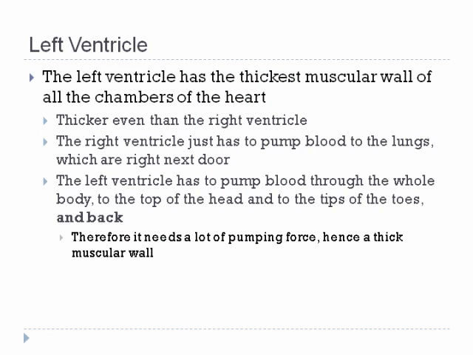Now, if you look at that figure 7-3 and you look at the wall of the left ventricle, you see that the left ventricle has the thickest muscular wall of all the chambers of the heart, and it's even thicker than the right ventricle. The right ventricle just has to pump blood to the lungs. Very close. The lungs kind of wrap around the heart. They're just right next door. The left ventricle has to pump blood through the whole body, top of the head, bottoms of the feet, tips of the toes, and back. So it needs a lot of pumping force, and therefore it has that thick muscular wall.